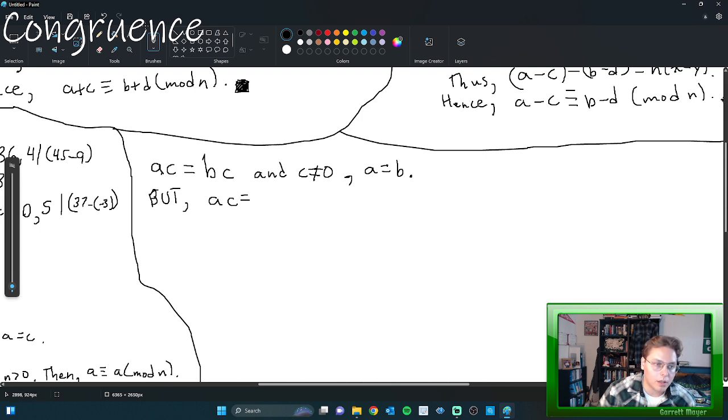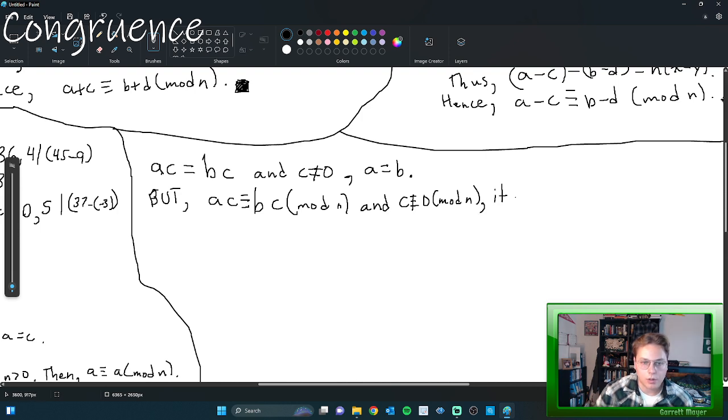If we have AC congruent to BC mod n, and C does not equal 0 mod n, it's not always true that A is congruent to B mod n.